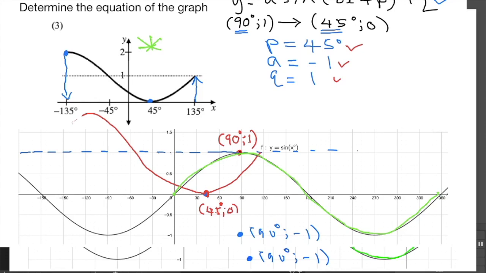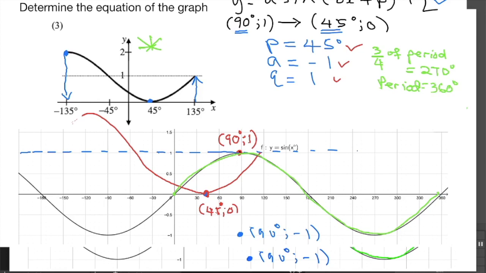So clearly, 3/4 of the period is 270 degrees. That is just 3/4. But we need 4/4, a complete cycle. So if 3/4 of the period is 270, then it means the period itself should be 360 degrees.